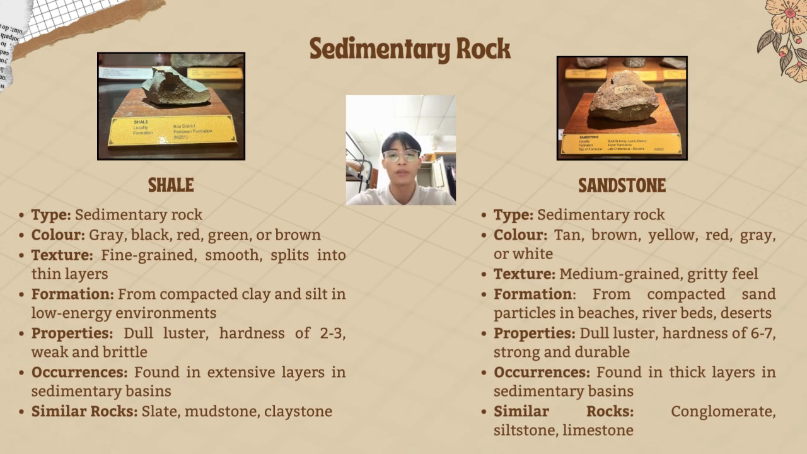Hello everyone, my name is Gotli Anausin. So today I will briefly introduce you to the two types of sedimentary rock, which are shale and sandstone. So what is shale? Shale is a sedimentary rock that forms from compacted clay and silt.